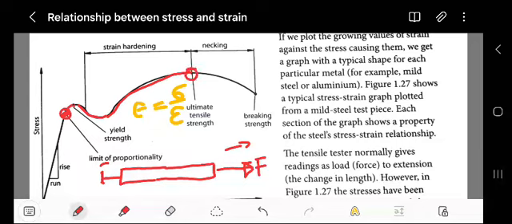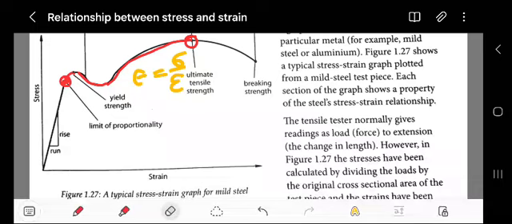It's when a neck will start forming on this. When you reach that point, your object will look like this. You'll see a neck developing there, where the diameter is reduced. When there's the start of necking, that's the ultimate strength.